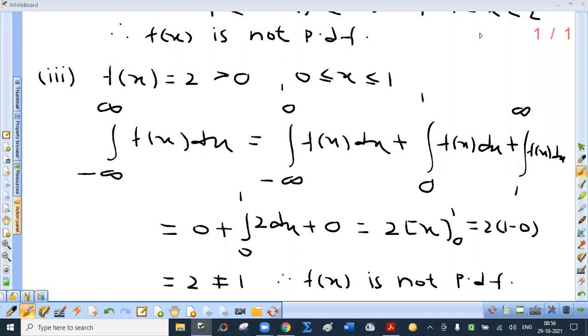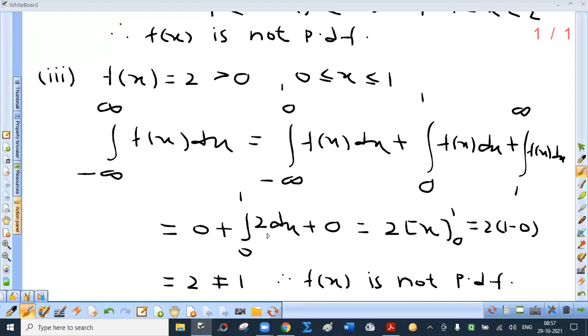Third one, f of x is 2 for 0 less than or equal to x less than or equal to 1. Basically, probability is greater than 0. So first criterion is satisfied. What is the second criterion? Integral minus infinity to infinity f of x dx should be 1. Now you may say, can we directly write integral 0 to 1 f of x dx equal to? If you want full marks, it is better you write this, because from minus infinity to infinity, how can you directly write 0 to 1? So from minus infinity to 0 plus 0 to 1 plus 1 to infinity. Now for this f of x equal to 0, for this f of x equal to 0. So ultimately it is integral 0 to 1 only, but it is better if you write this way.